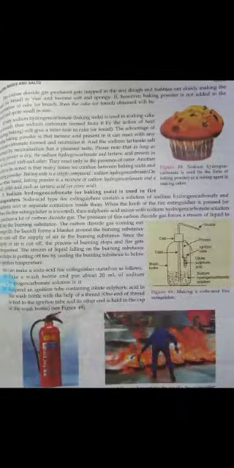On the other hand, if we use only sodium hydrogen carbonate in making cake, then sodium carbonate is formed on heating and it will give a bitter taste to the cake or bread. The advantage of baking powder is that tartaric acid present in it can react with the sodium carbonate formed and neutralize it. So, in place of sodium hydrogen carbonate, we should use baking powder during making cake or bread.